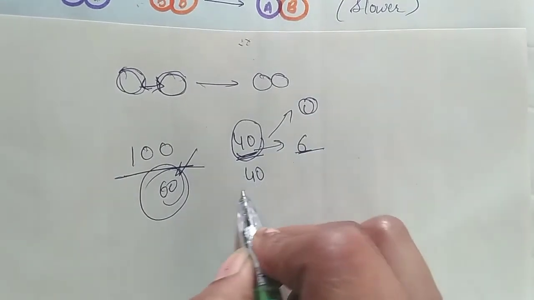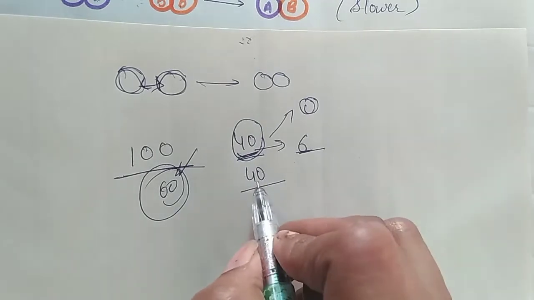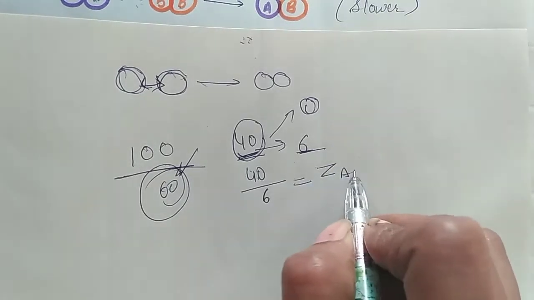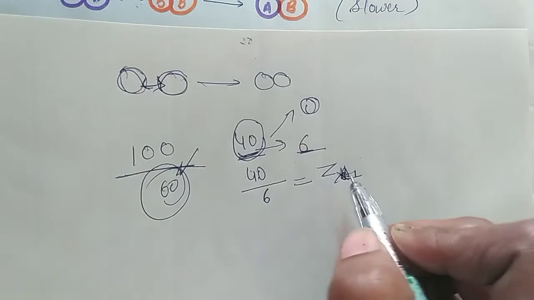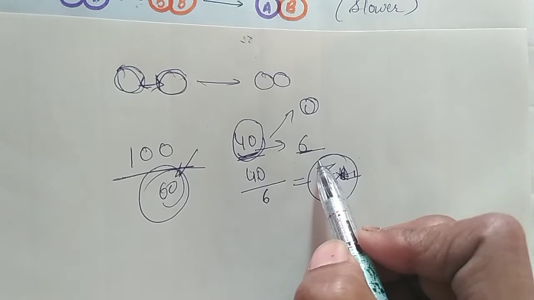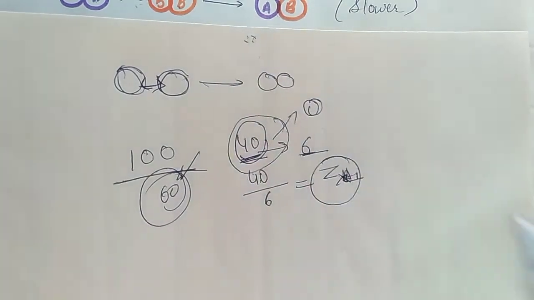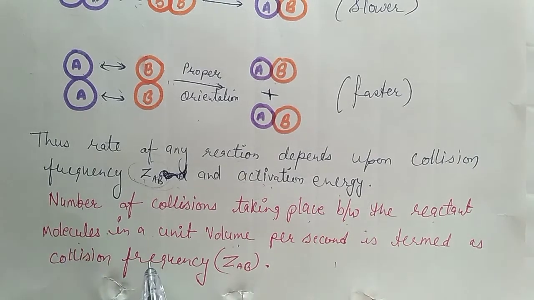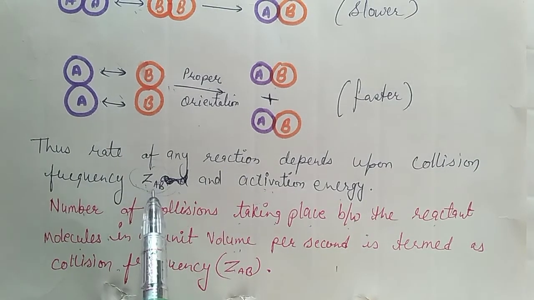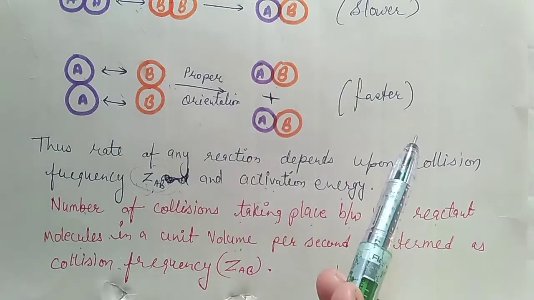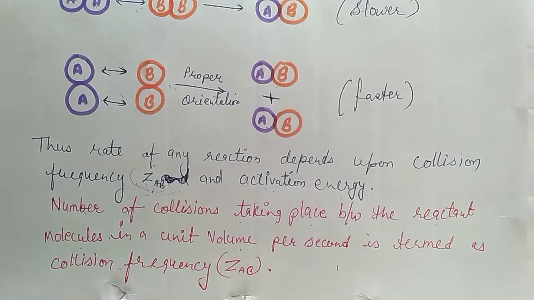So the collision frequency will be 40 upon 6. That will be Z star or ZAB. This is the effective collision frequency. Only effective collisions are counted here. So if the number of effective collisions is more, then the collision frequency is more. If collision frequency is more, then the quantity of product will be more, meaning the rate of reaction will be more also.